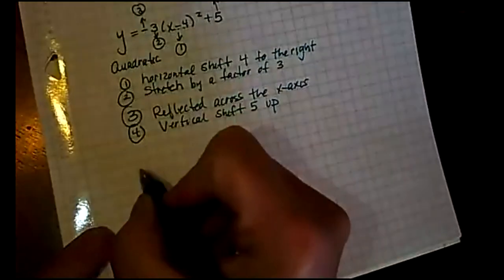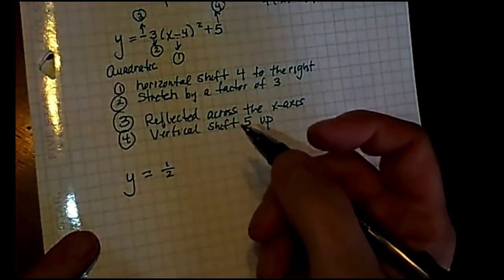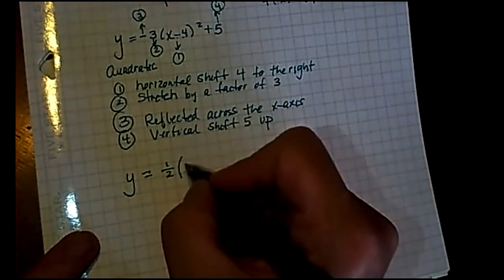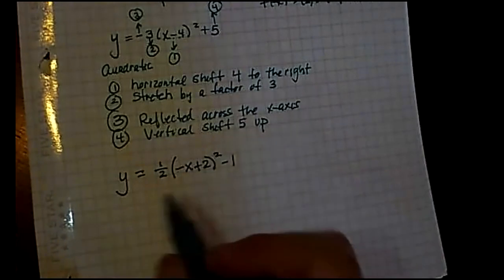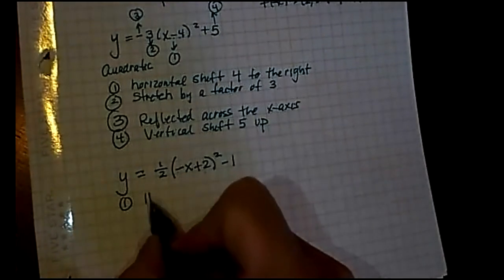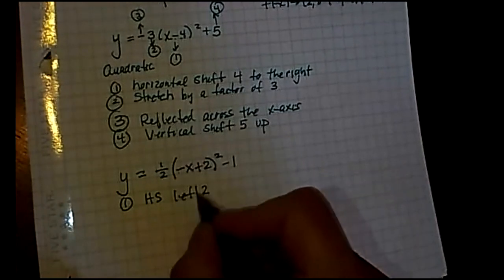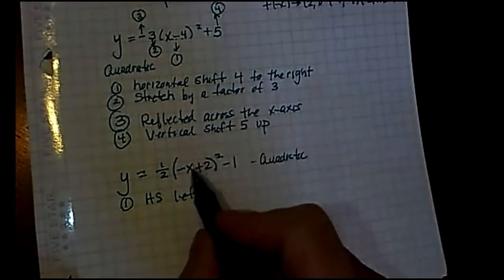All right, so let's try this. Y equals... okay, let's take a look at that. So let's start here with our horizontal. So that's a horizontal shift, HS, 2 to the left. Okay, what's the parent function? It's quadratic because this is an x squared.